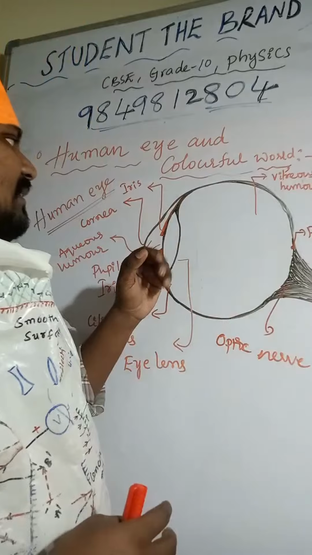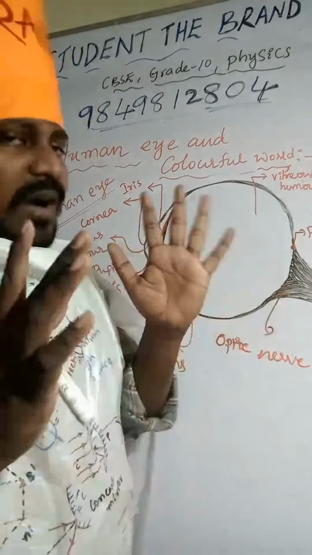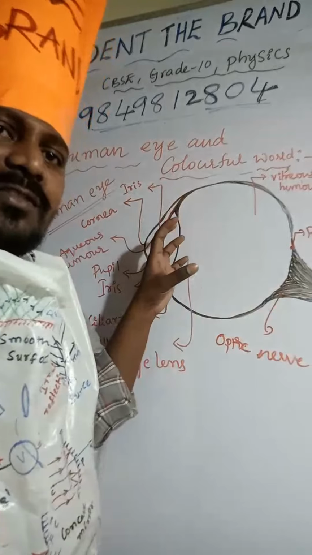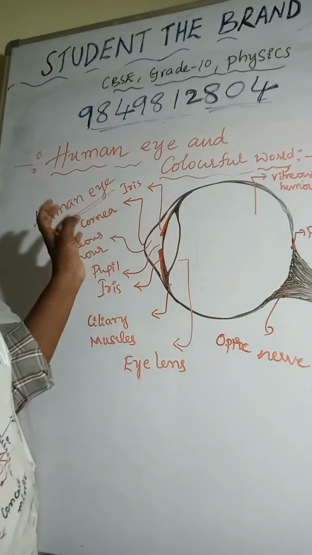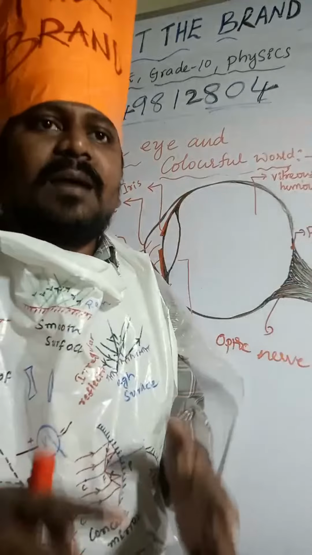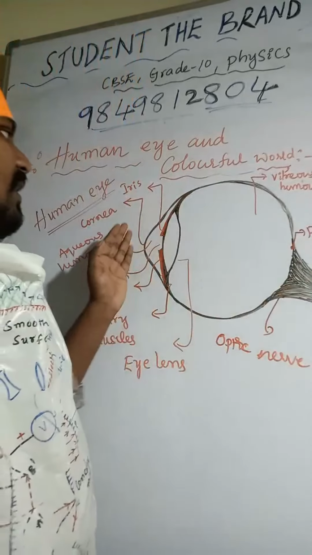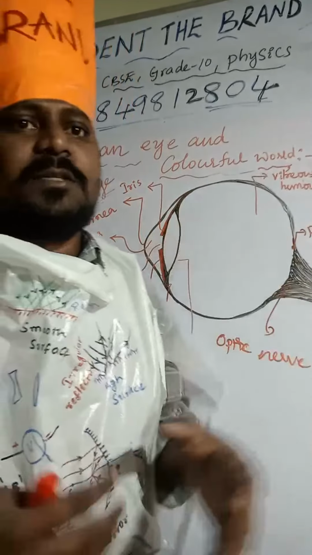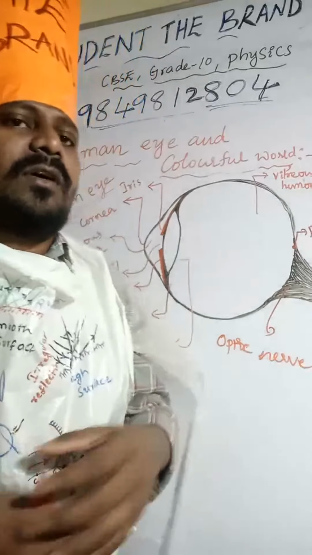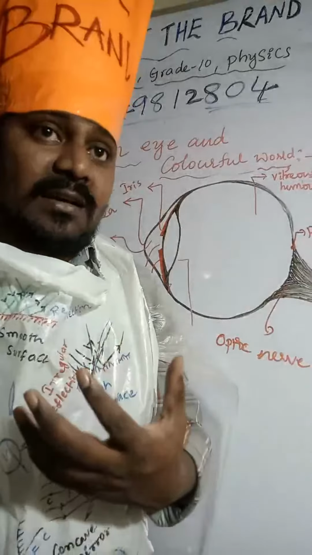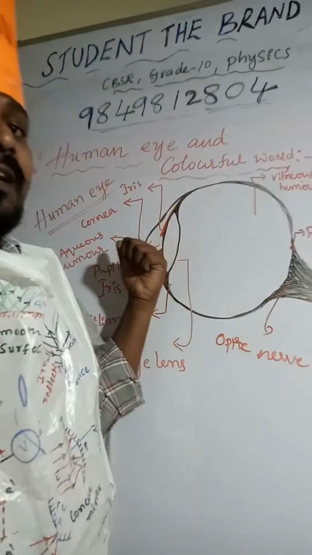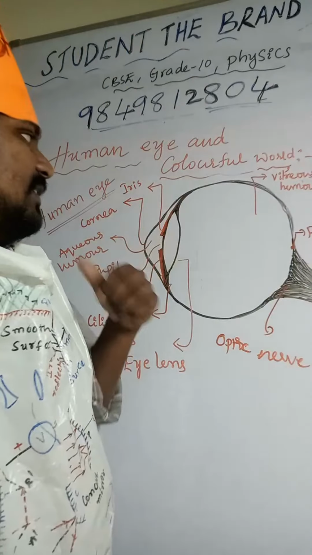Next one, eye lens. Eye lens is the crystalline lens, a convex lens. Whenever light rays fall on it, it will converge them and make them fall at the retina. And coming to the aqueous humor, it is a jelly type liquid material present between cornea and eye lens. It is a transparent material, so whenever light passes, it will allow it, and it also provides sufficient nutrition to the central cornea.